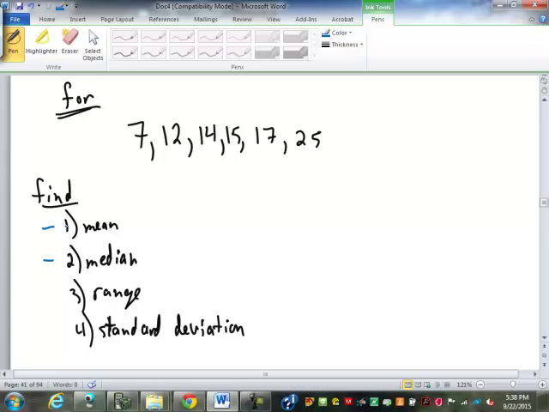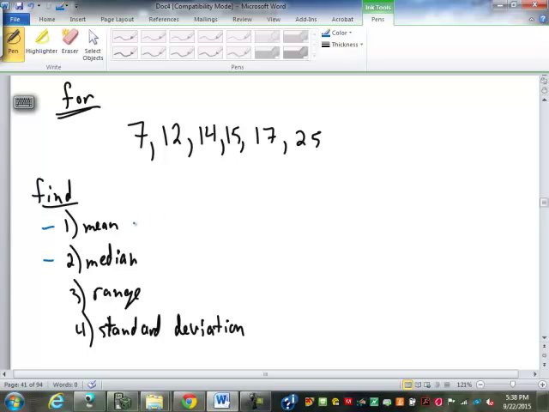The main reason I didn't ask for a mode is with a very small set like this, usually there isn't a mode. If you have a larger set of numbers, of course the mode is the most common number, and so whichever number occurs the most often is the mode. With a small set, usually there aren't any numbers that are repeated. So let's start with the mean and the median.